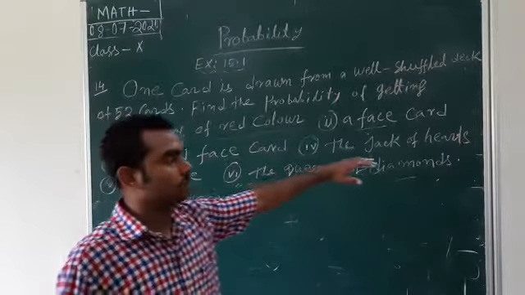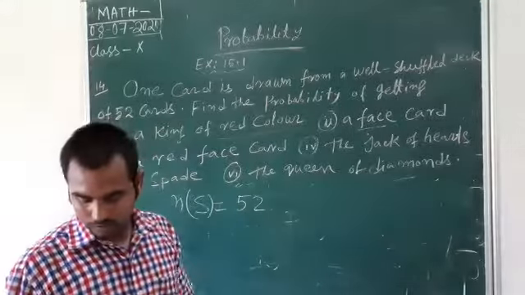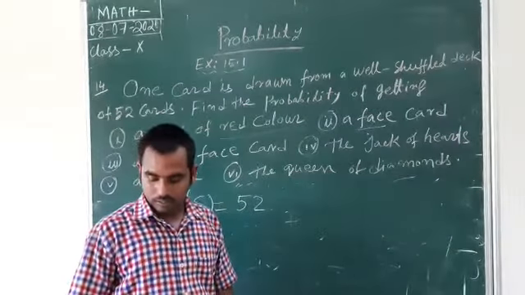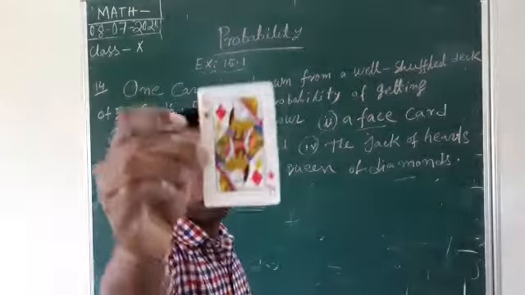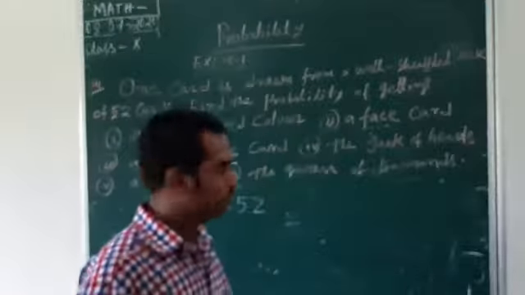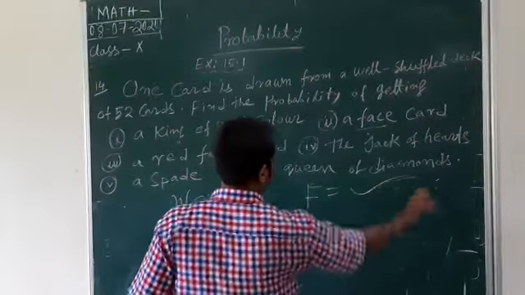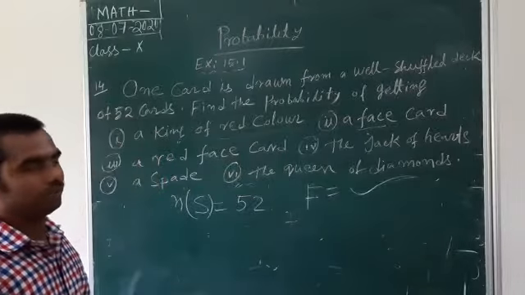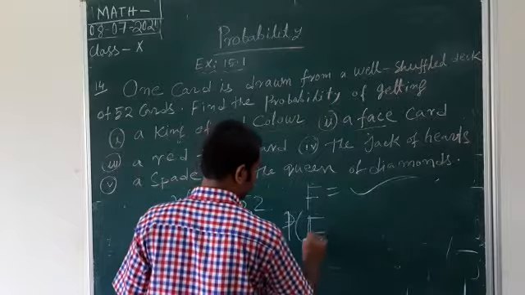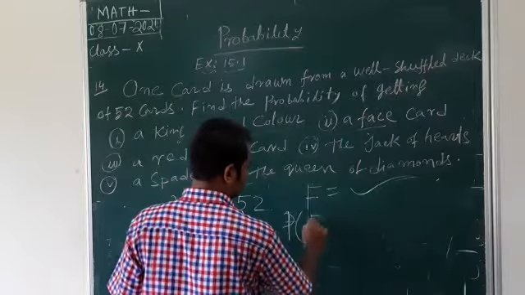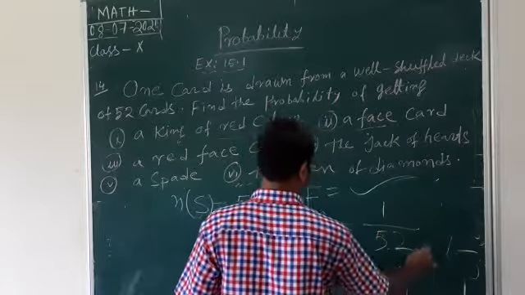Now the last question: the queen of diamonds. Diamonds contain only one queen. Clear? So you write another event F, getting the queen of diamonds. Then the probability of this event: only one queen, so 1 by 52.